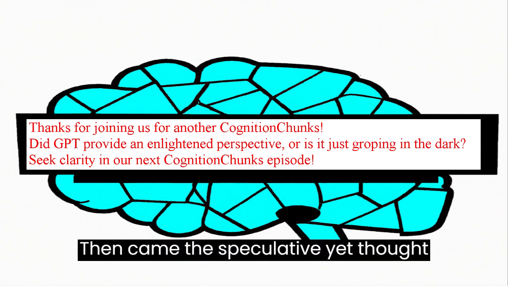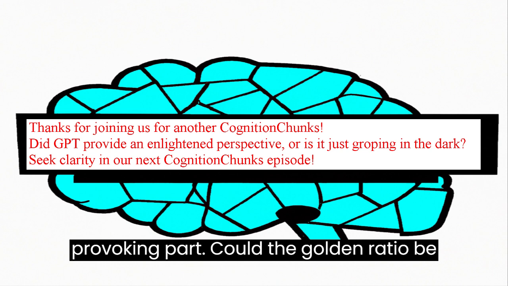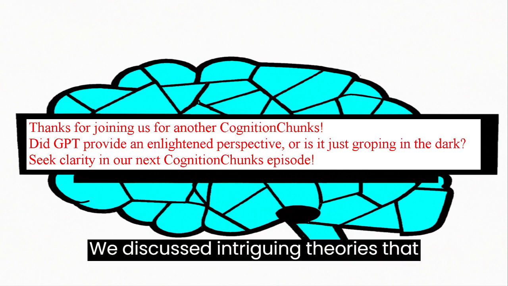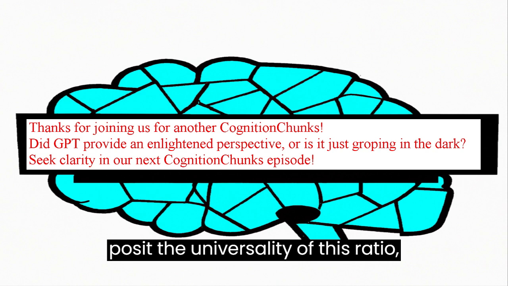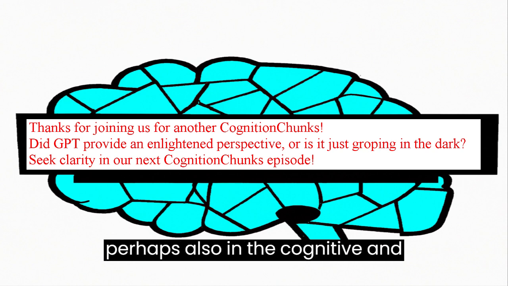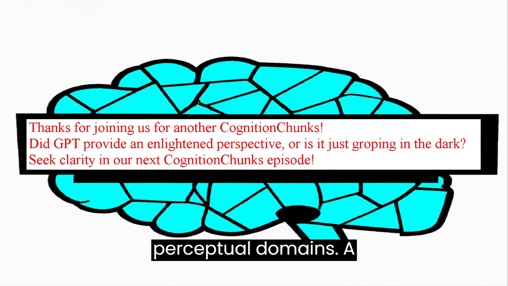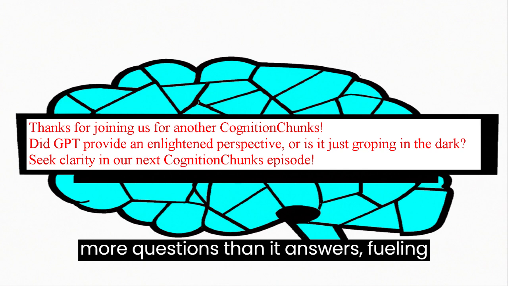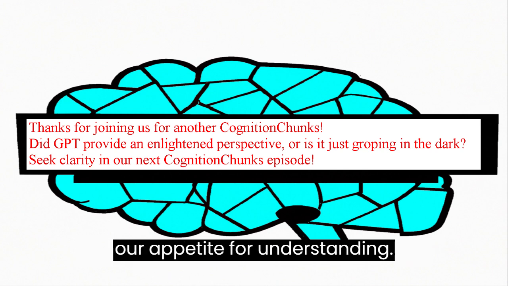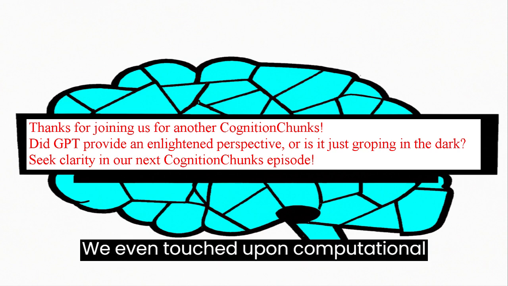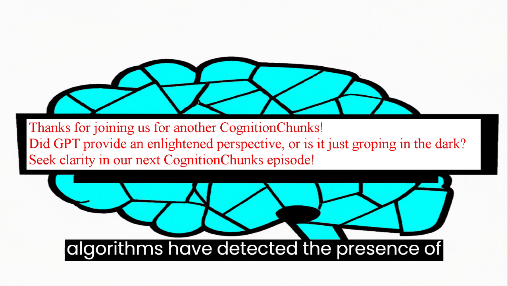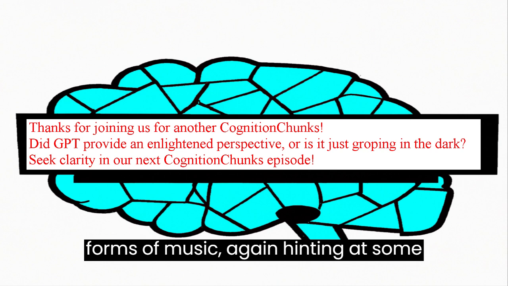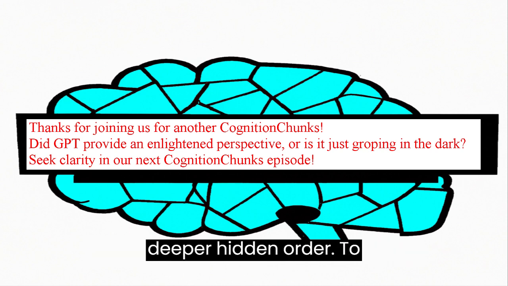Then came the speculative yet thought-provoking part. Could the golden ratio be the key to a universal music theory? We discussed intriguing theories that posit the universality of this ratio, not just in the physical realm, but perhaps also in the cognitive and perceptual domains. A truly transcendental idea that raises more questions than it answers, fueling our appetite for understanding. We even touched upon computational musicology, where machine learning algorithms have detected the presence of golden ratio-like proportions in various forms of music, again hinting at some deeper, hidden order.